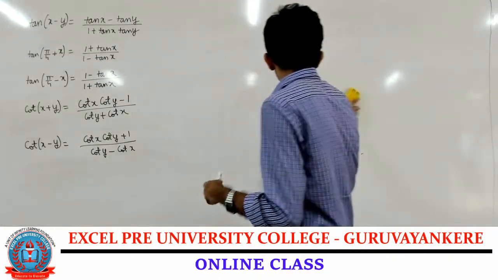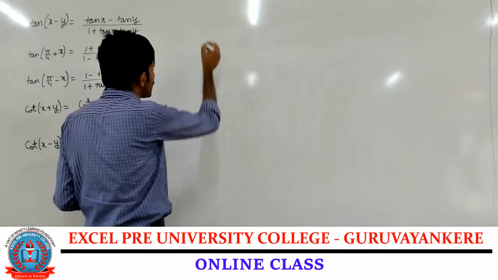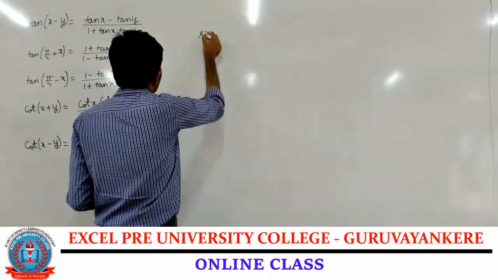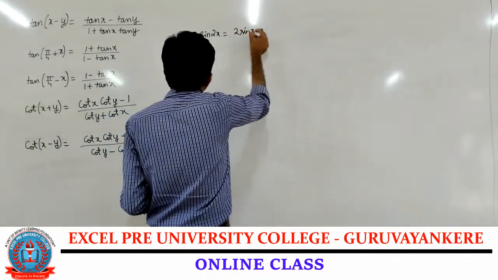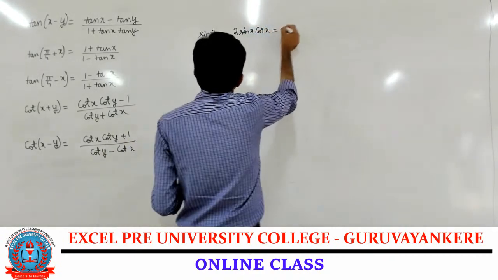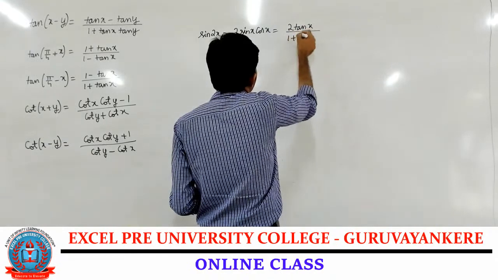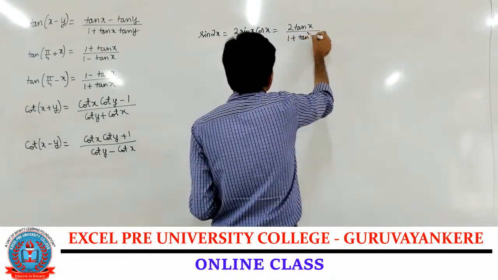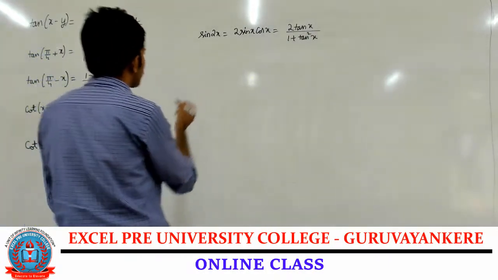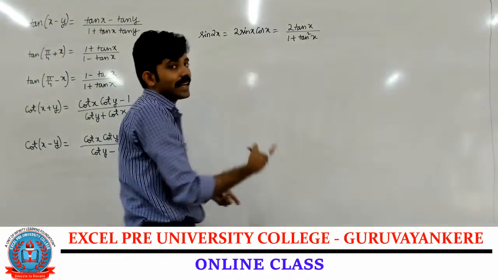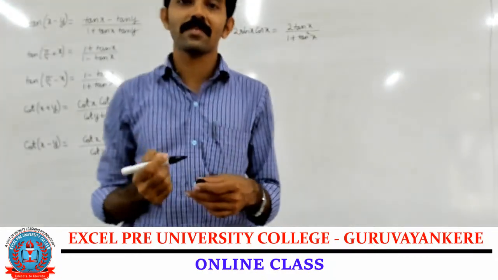Next we have the multiple angle formulas: sin 2x, cos 2x, tan 2x. Sin 2x is equal to 2 sin x cos x, which is also equal to 2 tan x divided by 1 plus tan square x. These are called multiple angle formulas. Sin 2x has two formulas: 2 sin x cos x is also equal to 2 tan x by 1 plus tan square x.